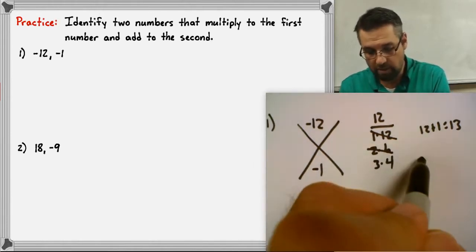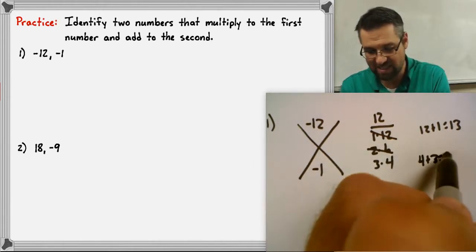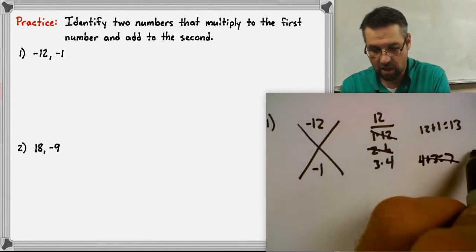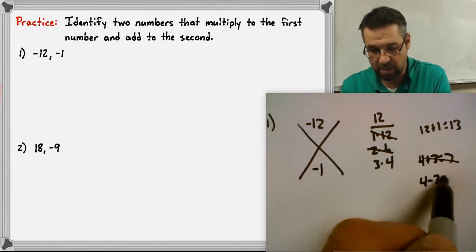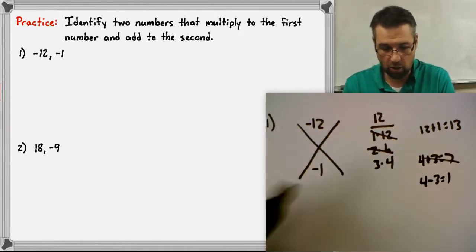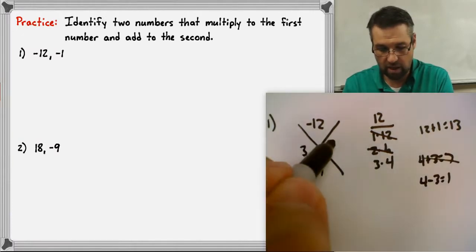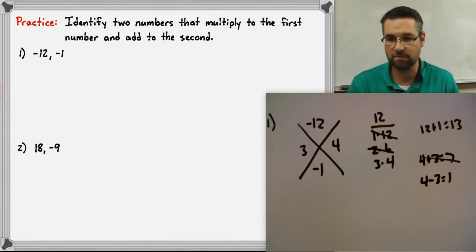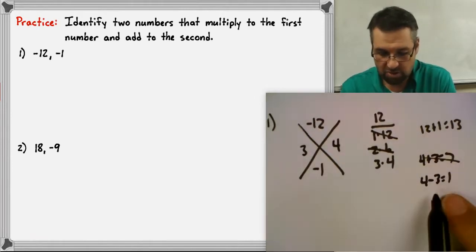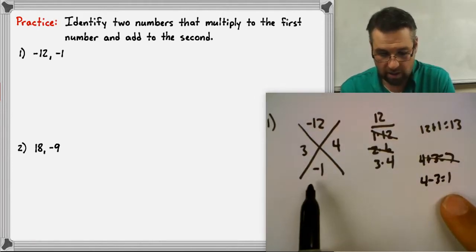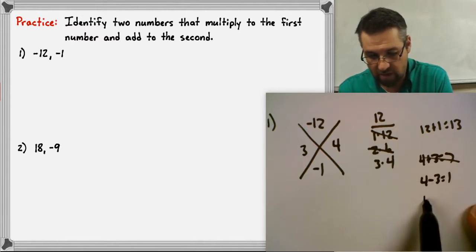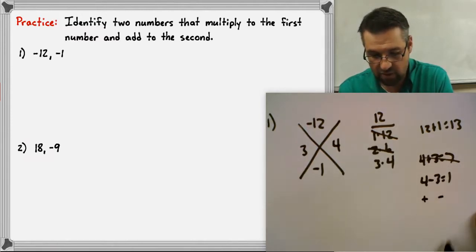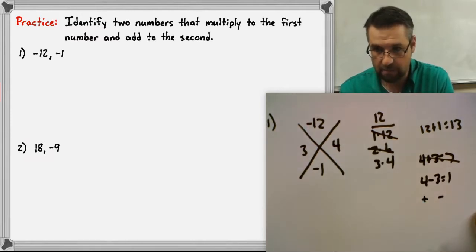3 and 4 will work because if I say 4 plus 3, well, that's 7. That doesn't make sense. But 4 minus 3 is 1. So we know that the numbers are going to be 3 and 4. Now we have to determine the signs, okay? Since it took subtraction to get to the 1, that tells me that one of the numbers is positive and the other one is negative, okay?